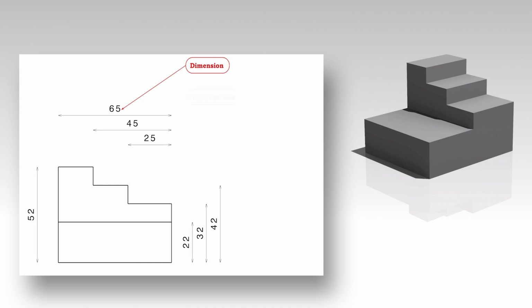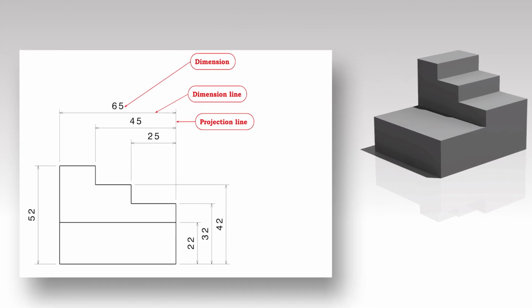The following items are used to describe dimensions in engineering drawings. The dimension is a value stated in millimeters. A dimension line will be drawn as a thin continuous line with arrowheads. Projection lines are drawn as thin continuous lines perpendicular to the dimension line.